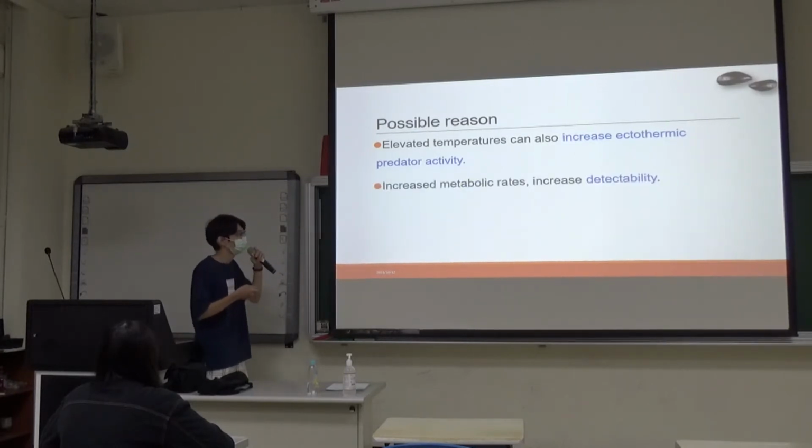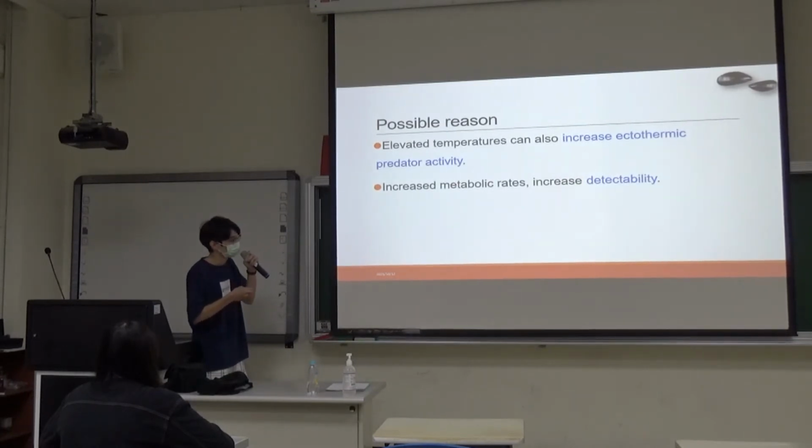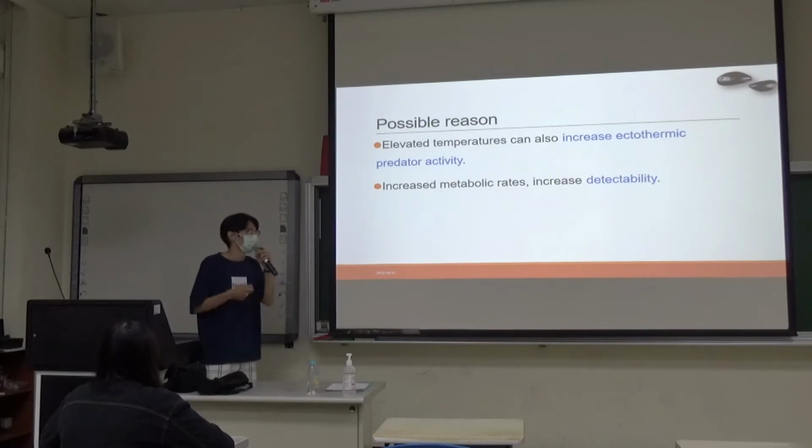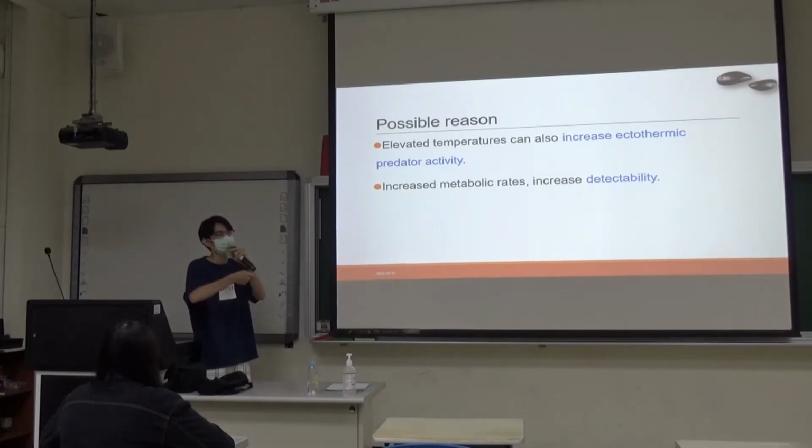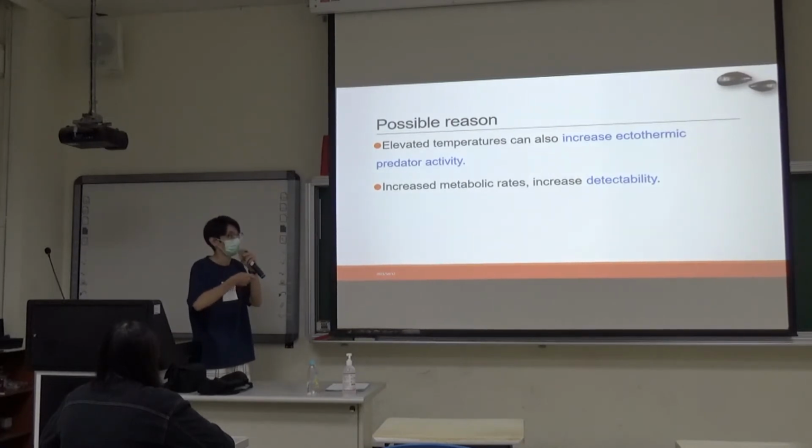And next is increased metabolic rate. It will increase the detectability. Because when you increase the metabolic rate, the animal will breathe more and emit more CO2, which is a chemical signal that can be detected by the predator. So it also will increase the detectability.